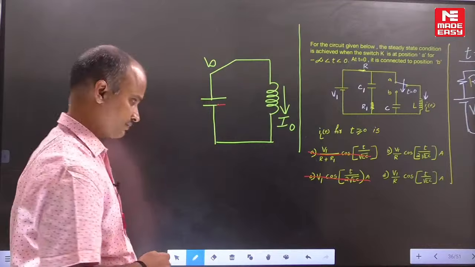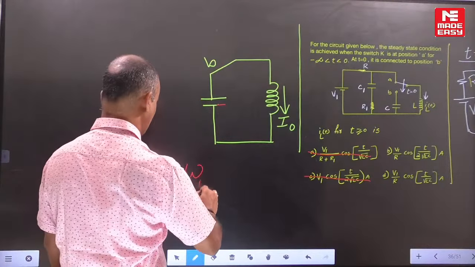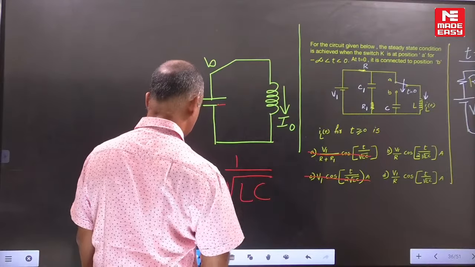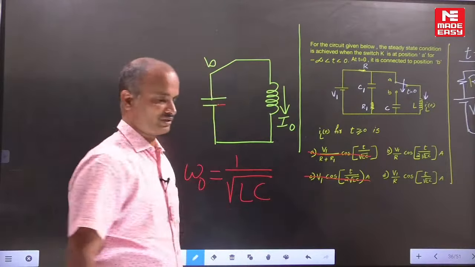Oscillatory response. Now for this oscillatory response, can you find the omega value? What is the general formula for omega? 1 by root LC.